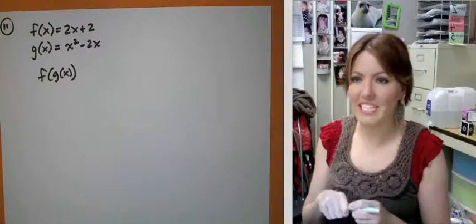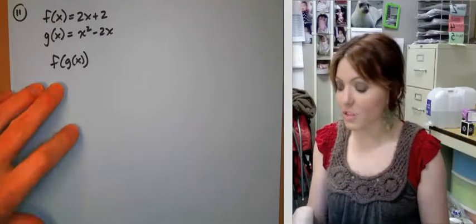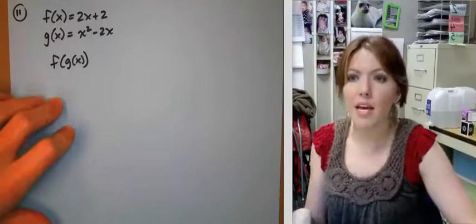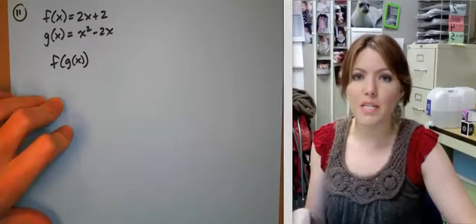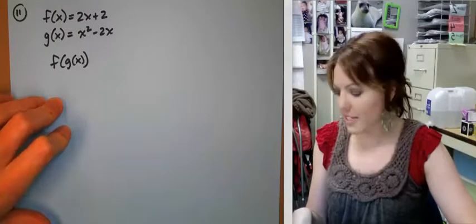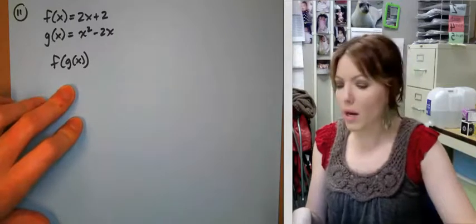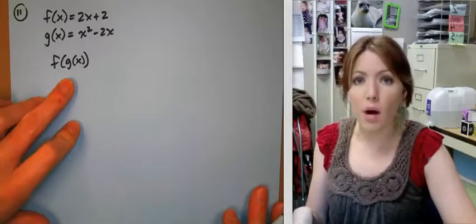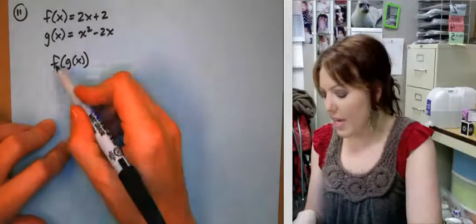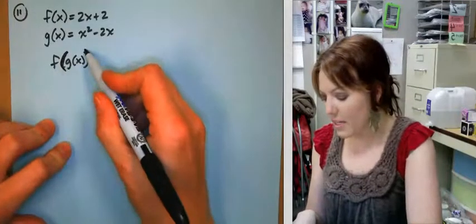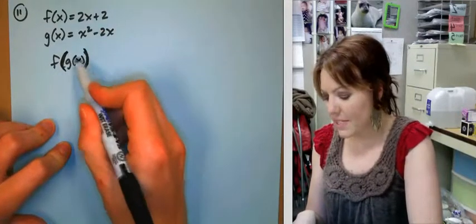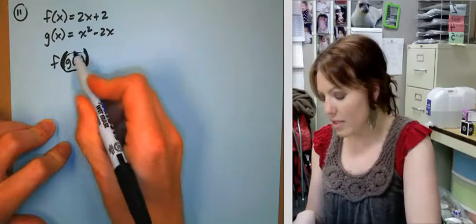All right, here we are continuing on with the practice final solutions. We have number 11, f of x equals 2x plus 2, and g of x is x squared minus 2x, and we are asked to find f of g of x. What I'm hoping you all notice about this problem is that we have the f, these parentheses, and then the g of x is inside of the f parentheses. The g is inside of the f.